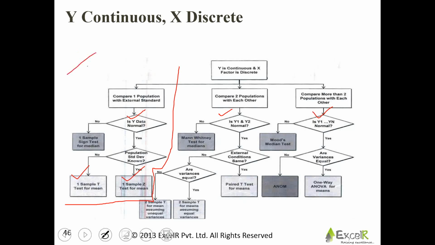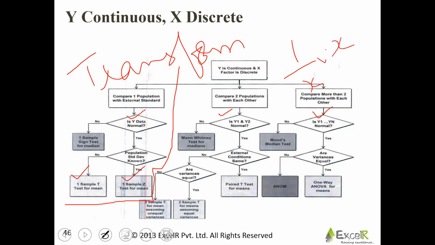When I say transform the data, take the reciprocal of the data, or take the square root of the data, or take the square of the data, or take 1 by square root, or take 1 by square, or take the log of the data, or take the exponential of the data. Try some kind of transformation on the data, and then plot the data and see whether the data are normal or not post transformation.